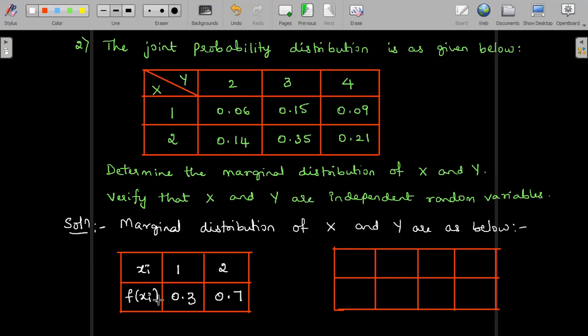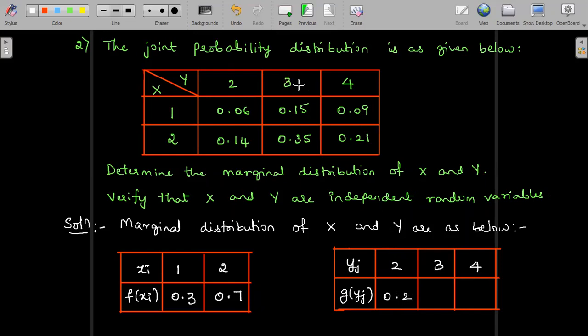The sum of these two has to be 1. They are nothing but probabilities, so the sum has to be exactly equal to 1 always. Similarly, we can frame the marginal distribution for y. The notations are yj and g of yj. The y values are 2, 3 and 4. The respective probabilities g of yj can be obtained by adding up the respective column values. So for y equal to 2, we add 0.06 plus 0.14, which gives us 0.2.